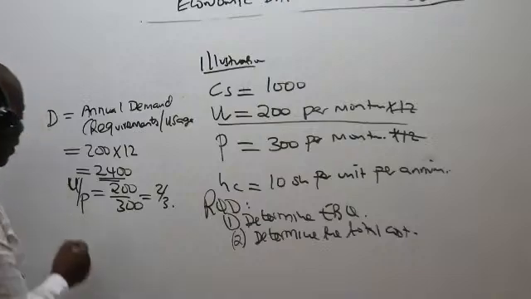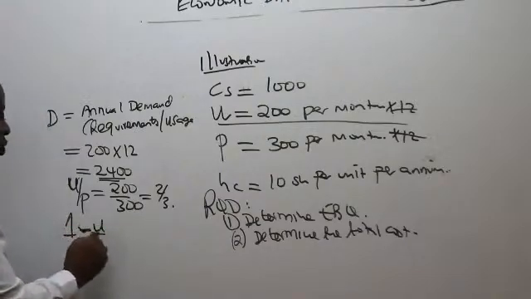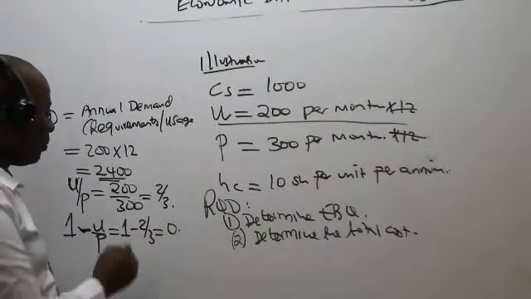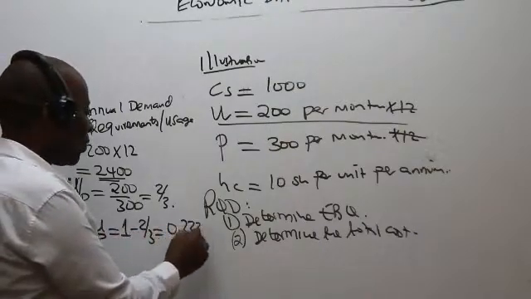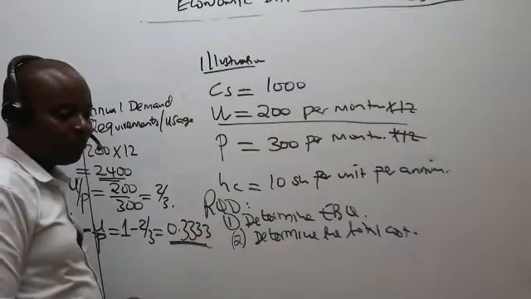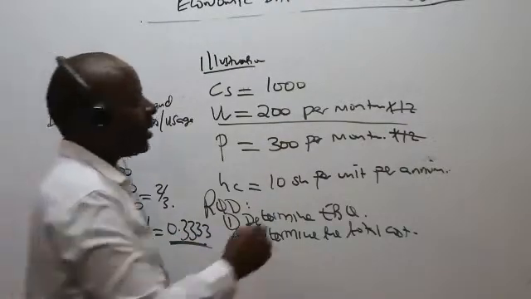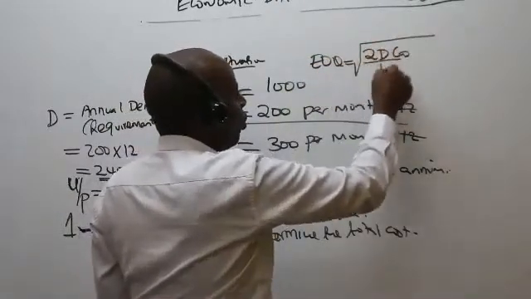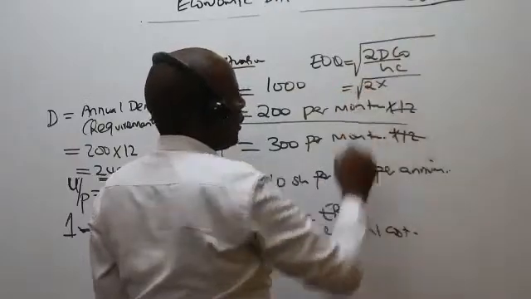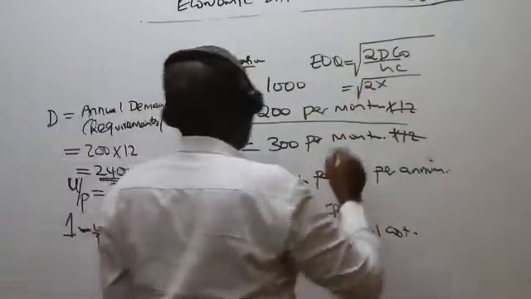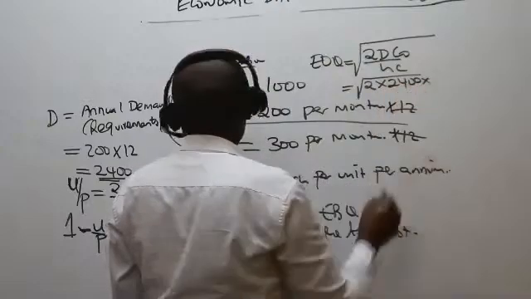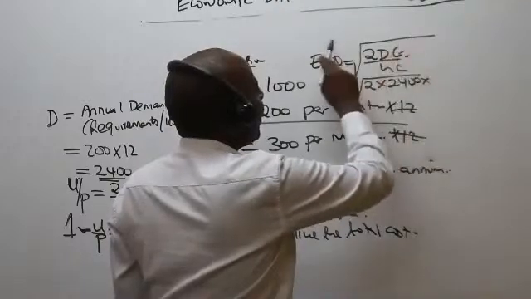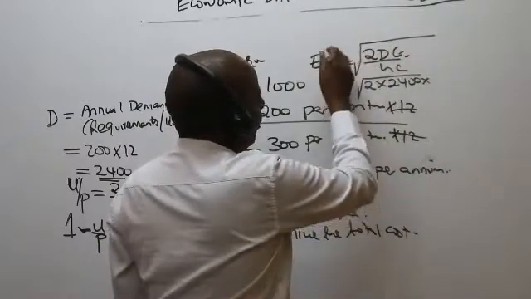How about 1 minus U over P? It will be 1 minus 2 over 3, which will be a third, so 0.333. Therefore my EBQ will be equal to the square root of 2 D CS over HC. That is the square root of 2 times the annual demand, 2,400, times cost per order. You don't have cost per order; this is supposed to be CS. Sorry, I'm getting EOQ, but it should be EBQ.